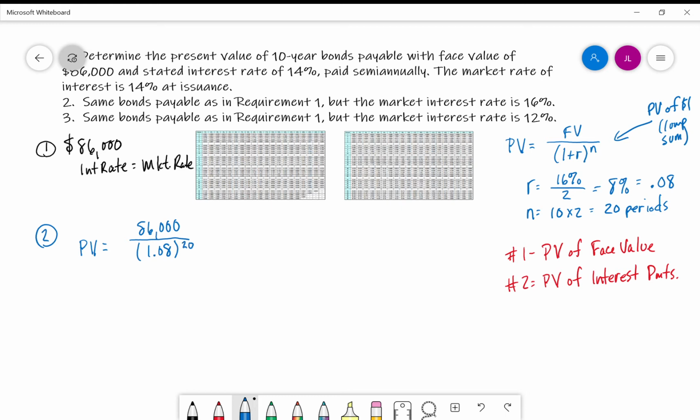So if we want to use an equation to do this, we're going to just essentially take 86,000, divide it by 1.08 to the 20th power. So if we do that, 86,000 divided by 1.08 to the 20th power, we get $18,451.15. So this is the present value of the face value of the bond.